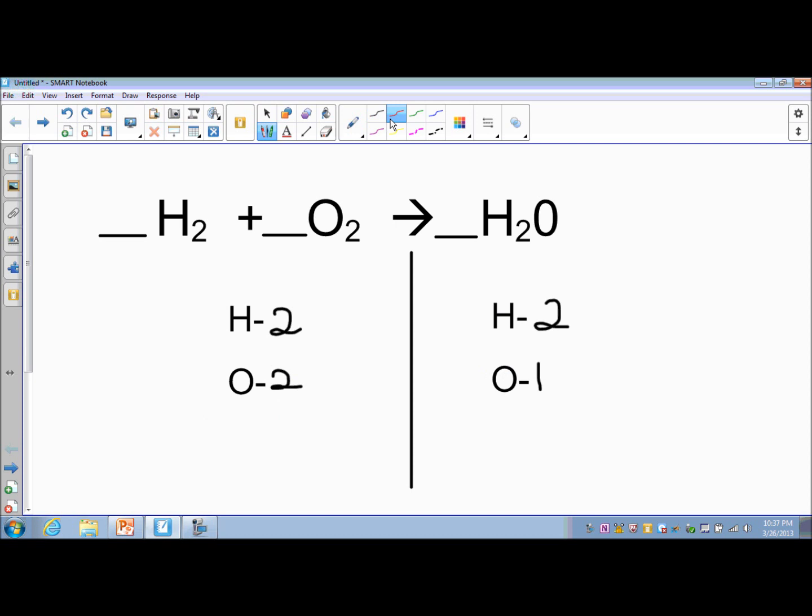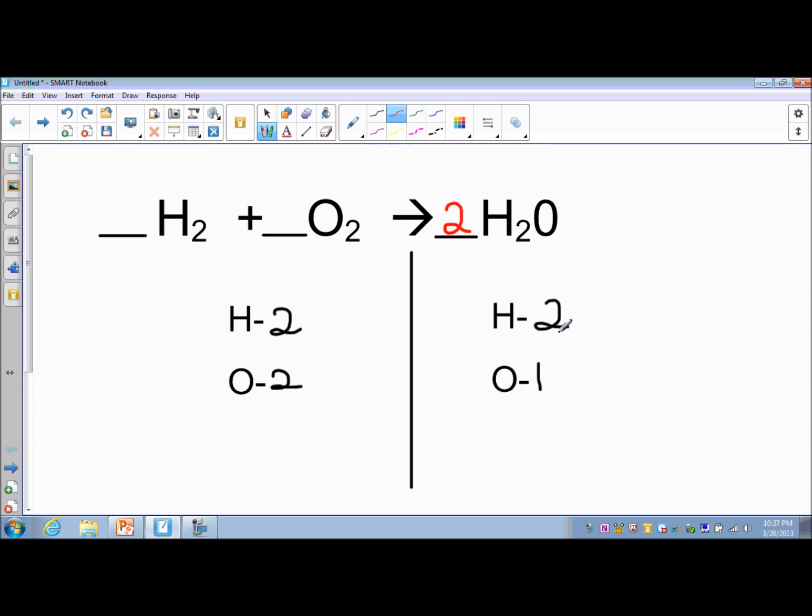So what I need to do is add coefficients to make my numbers the same on both sides. So the first thing I want to do is look at something that isn't equal. So my oxygens in this case are the best place to start. Now since I need 2 oxygens for this to match, what I'm going to do right here is add a 2 coefficient. And when I do this, I need to recount my atoms.